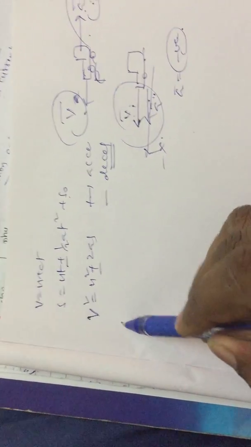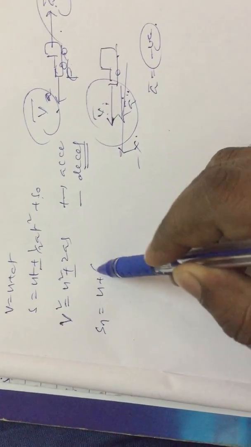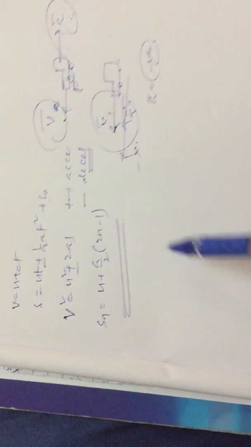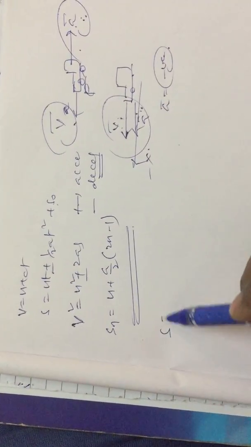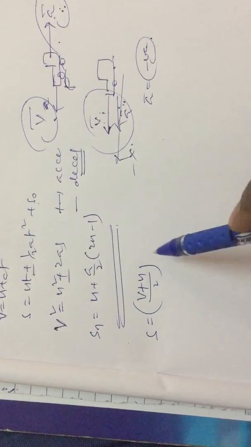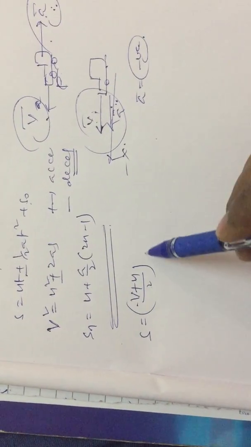Now next one, Sn equal to u plus a by 2 of 2n minus 1. This is a very important one. And another important point: total displacement for uniform acceleration equals u plus v by 2 into t. This is the total displacement.